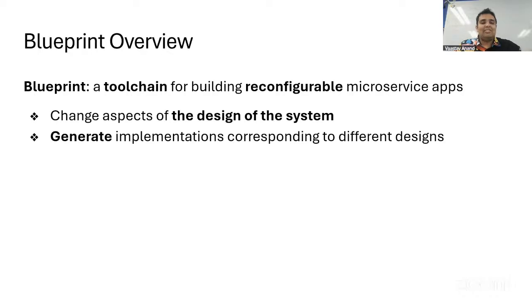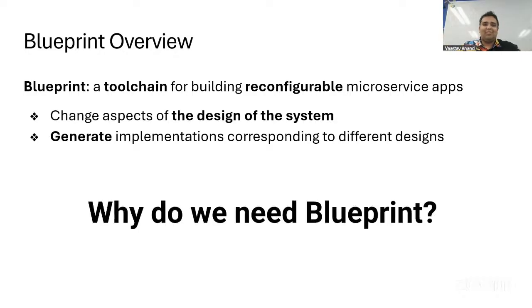To support these changes, we have developed Blueprint. Blueprint is a compiler that allows users to easily change and modify varying aspects of a microservice application's design to generate different implementations. But at this point, you might be thinking that, well, microservices were supposed to be modular and reusable, so why do we need Blueprint? Well, to answer that question, let's take a deeper look at how the microservice applications developed today are inflexible.